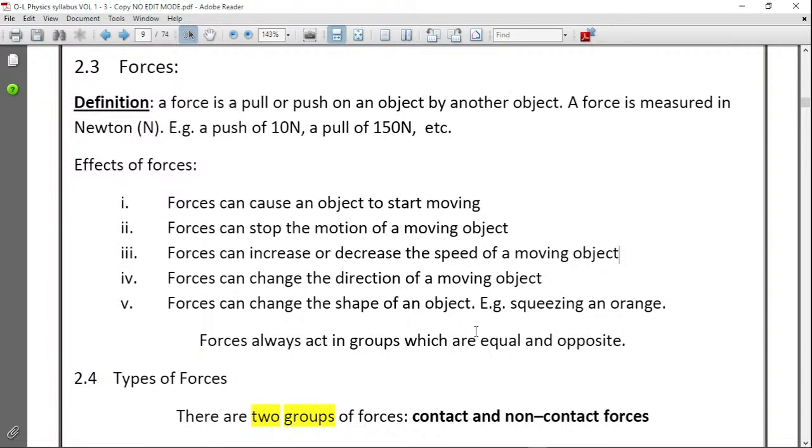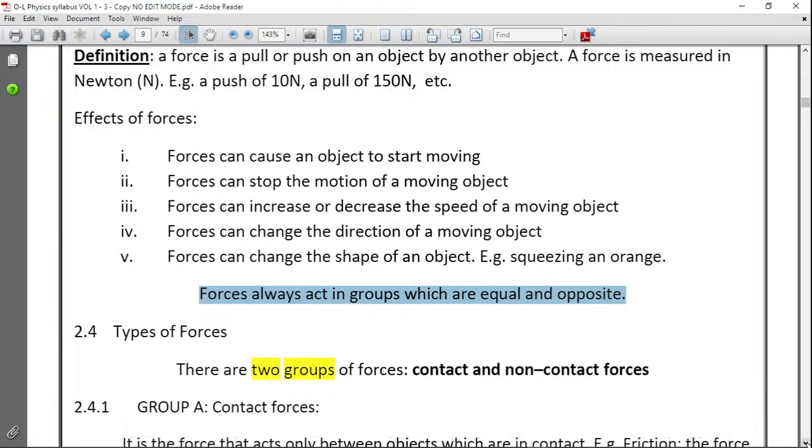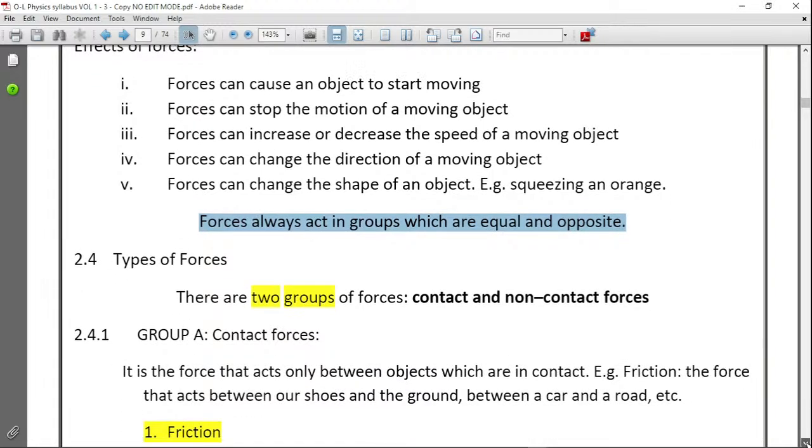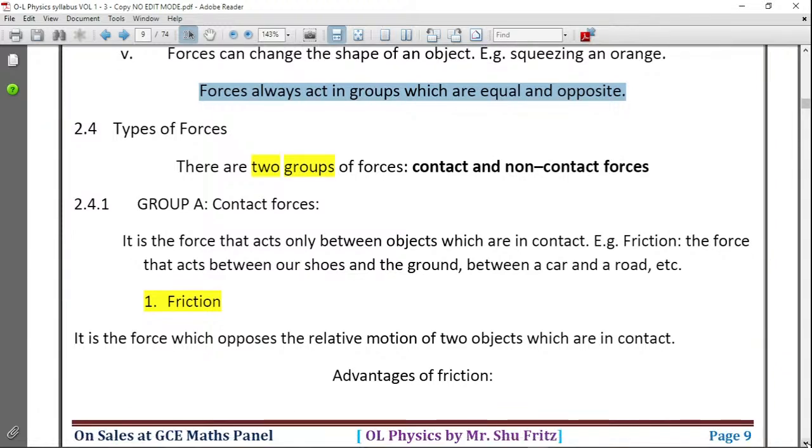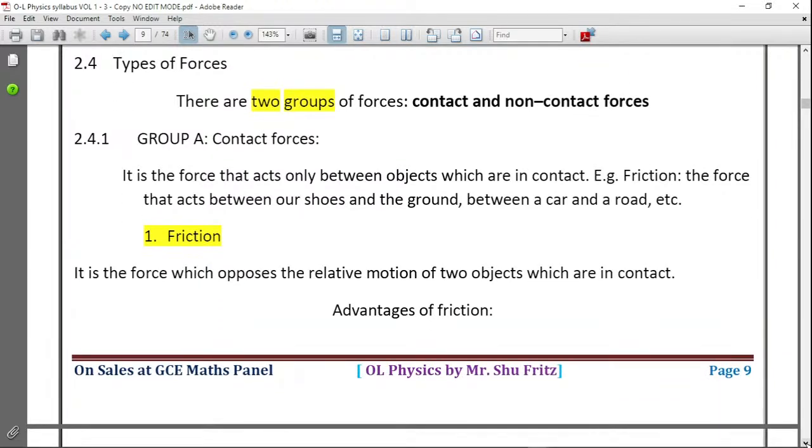And forces always act in groups, equal and opposite. From Newton's law, we talk about action and reaction, which are equal and opposite. Let's look at the different types of forces that we have. Generally, forces are grouped into contact and non-contact forces.